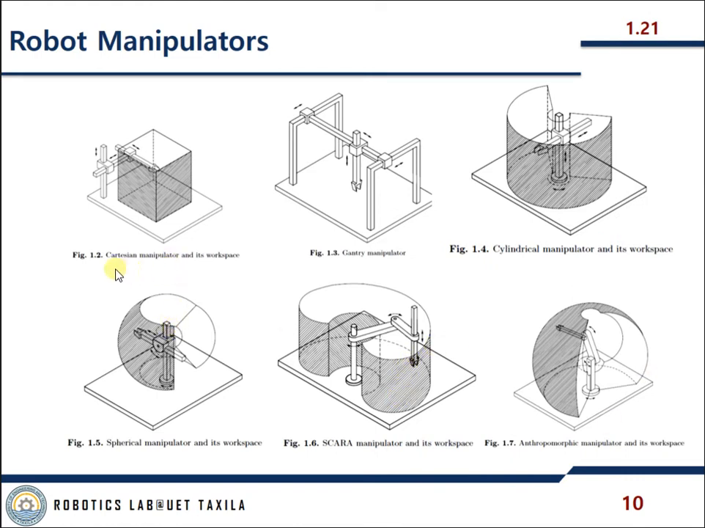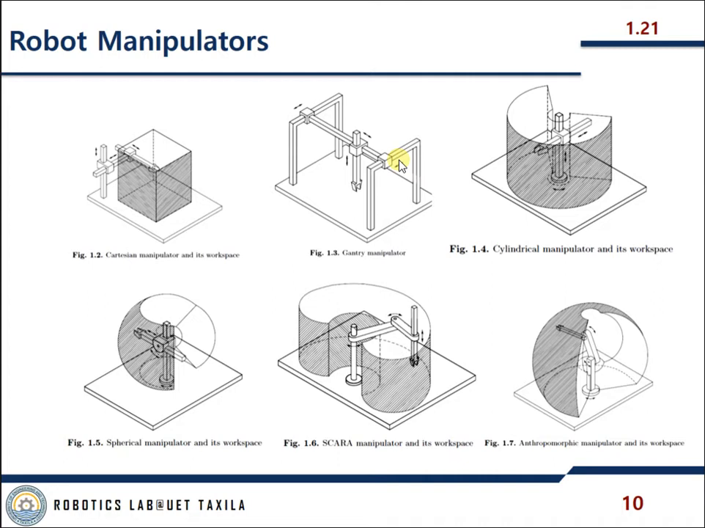So here you can see a Cartesian manipulator and its workspace. This is one type of robot. It has movement only in this direction and this direction. And this is going to be its workspace. So it can move from this point to this point, from this to this point, and again from this point to this point. This is the whole play. This is the square, the box type of thing in which this robot can only move. Then we have the gantry manipulator.